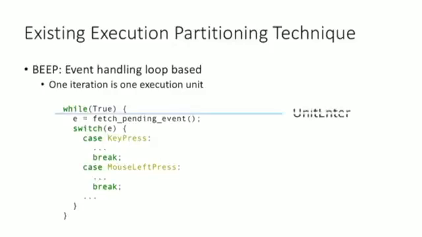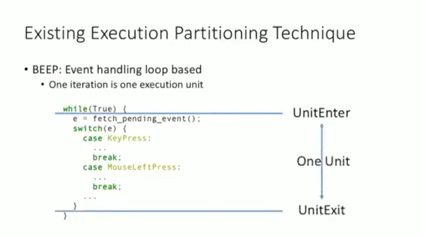So the idea of BIP is to instrument one unit enter event at the entry of the event handling loop, and one unit exit event at the end of the execution unit. Everything in between, all the events that happen after the unit enter and before the unit exit, will be considered as one unit. So all the events here belong to one execution unit. And when we analyze the causal dependencies, we will just consider the events within this unit if there are no inter-unit dependencies.